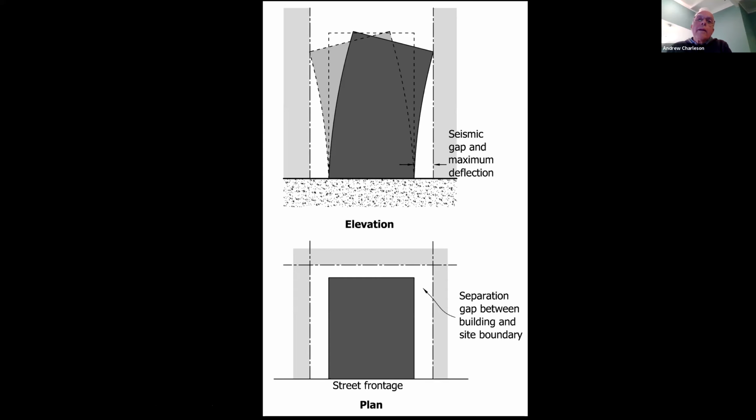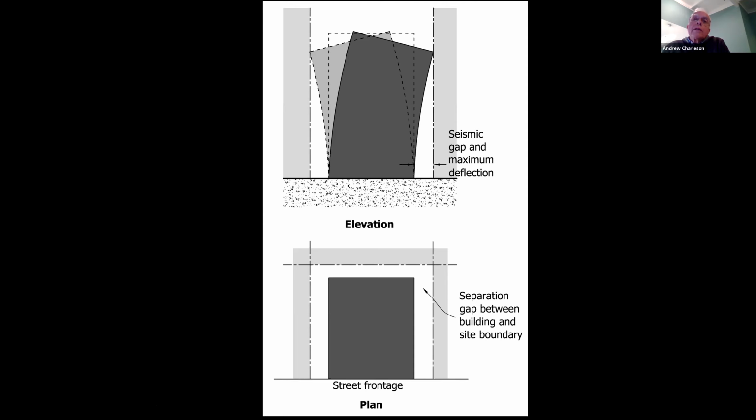So in plan, it looks like this. Here's our building in plan. This is the street. Here are the boundary lines. We've got to have the separation, this gap between the sides of our building and our boundary, so that we won't hit our neighbor's building during an earthquake.